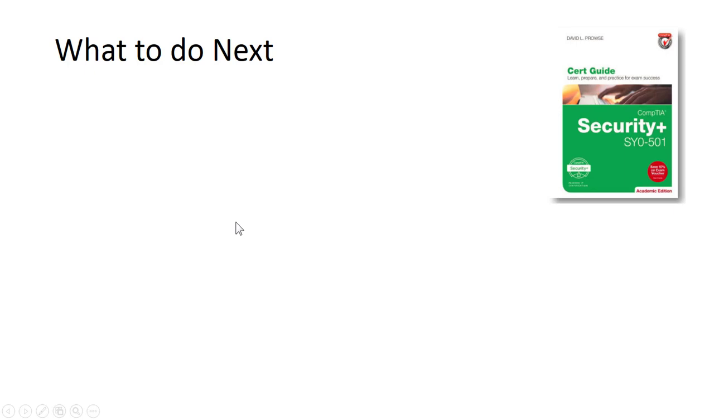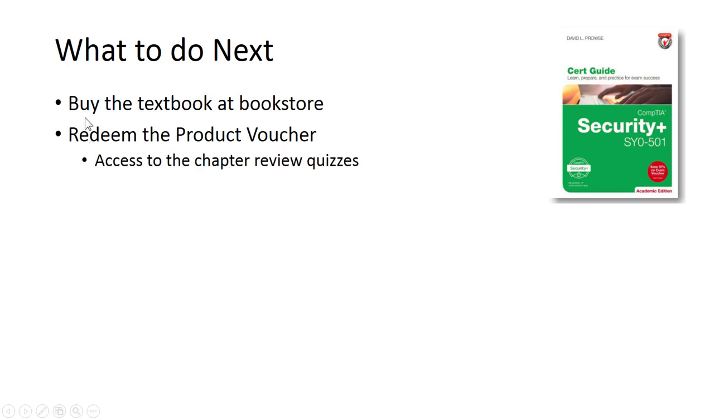What to do next? The next thing you should do is buy the book at the bookstore, because then you'll be sure it has the right product voucher. And you get the product voucher out of the back and you redeem the product voucher, and that gives you access to the chapter review quizzes.